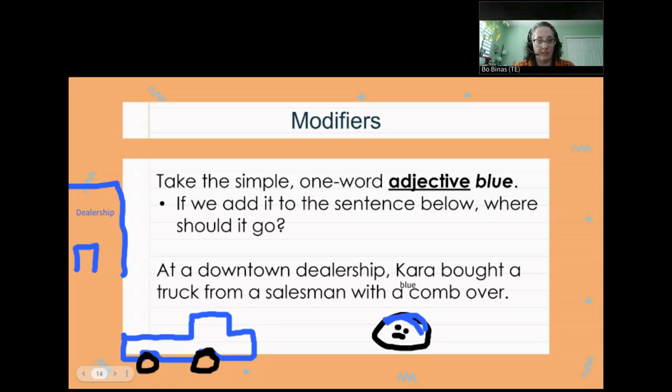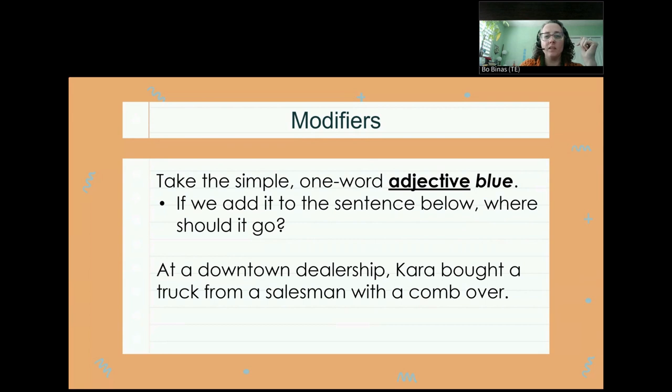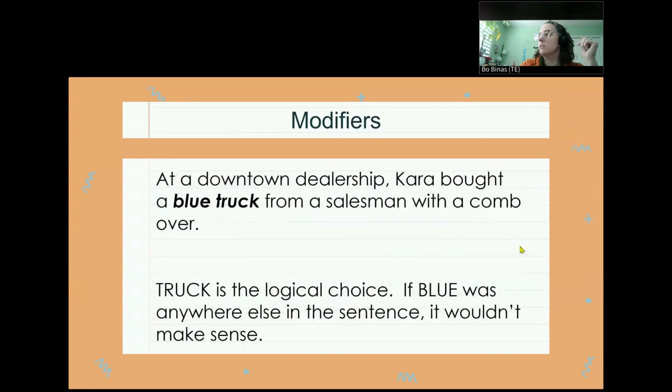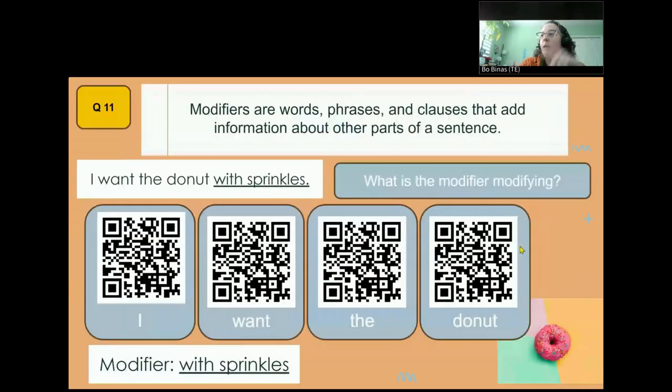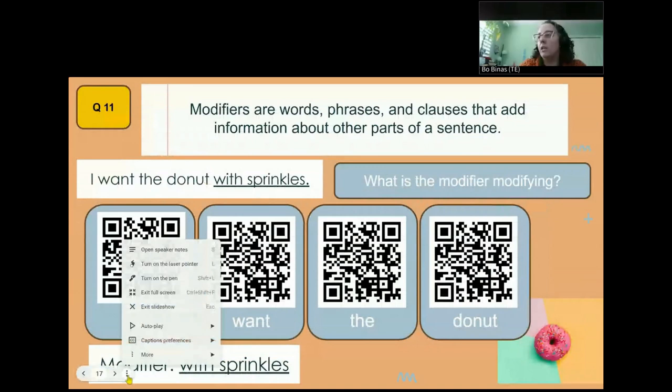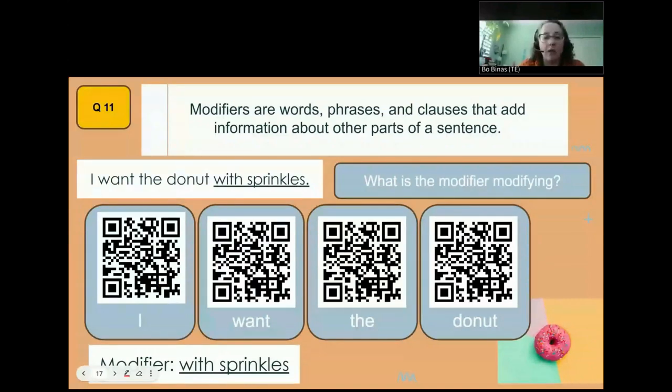Right? Yes, no, maybe so? Yes. Okay? Yes, it changes the meaning. So, let's take a look at an example. So, we have a sentence on the board. I want the donut with sprinkles. And I've already underlined the modifier for you. Okay, but I'm going to teach you a trick on how to identify the modifiers. Remember, modifiers are words, phrases, and clauses that add information to other parts of the sentence.